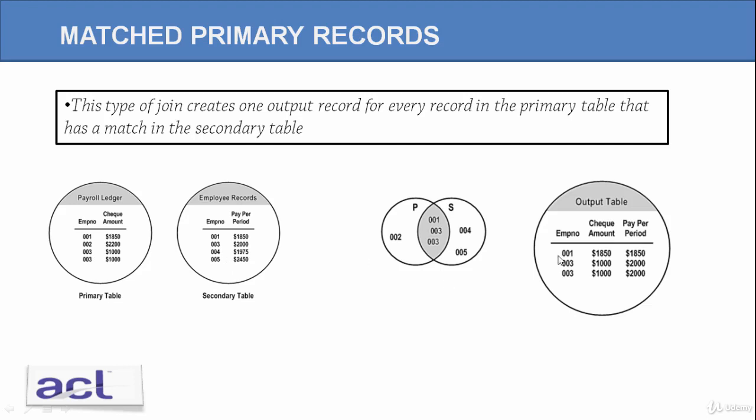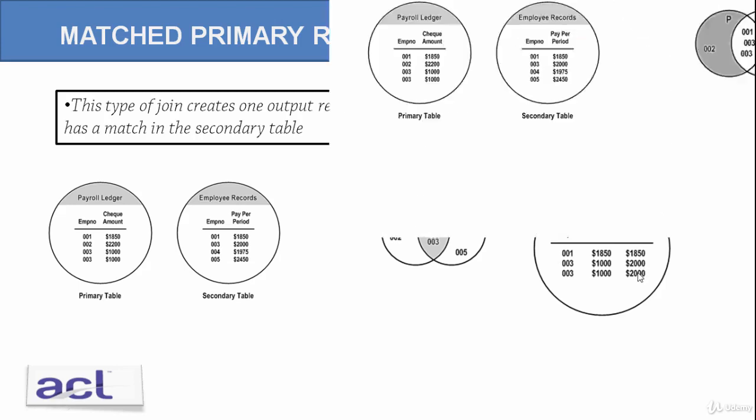So what that means is that by the time we join the two tables together, this is what we are going to have. So you see 001 1850 from the payroll ledger table, then you have 1850 from the employee master table as well. Then you have 003 1000 on the payroll ledger, 003 1000, then 2000 on the employee records and 2000 on the employee records. So that's the way it works.